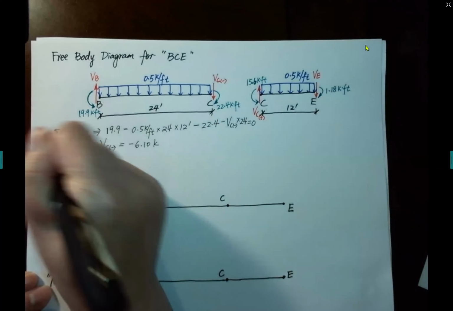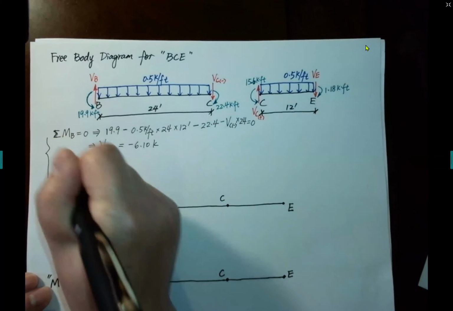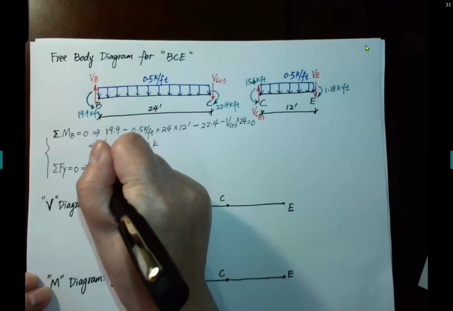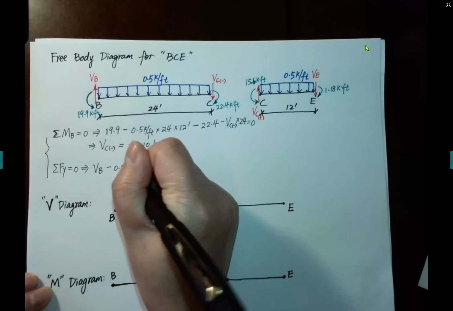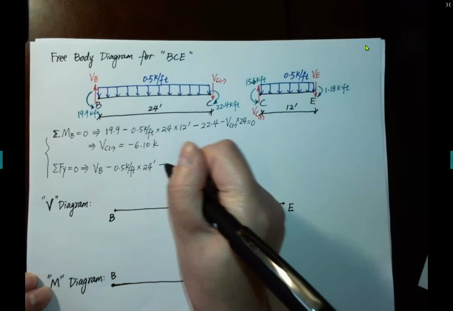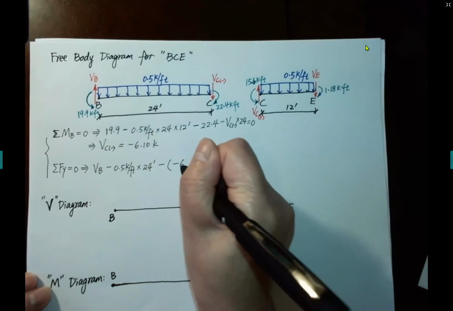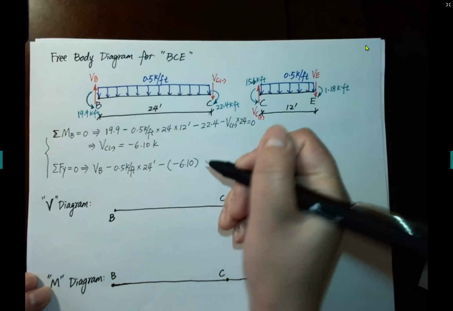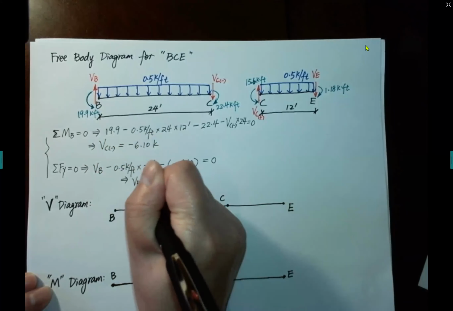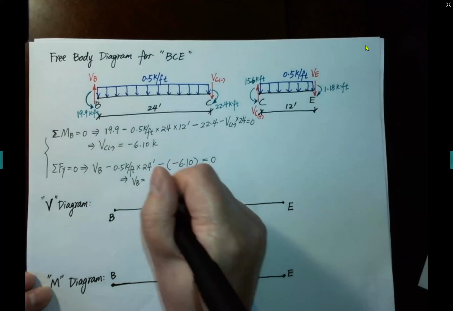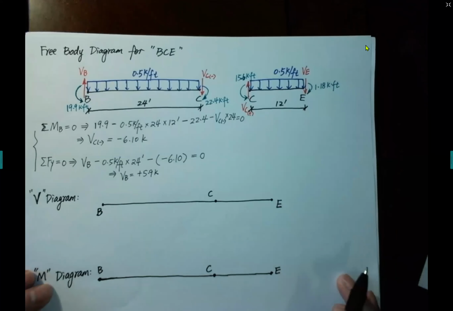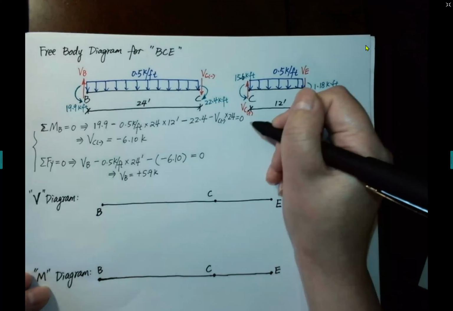Then sum the force in the y direction equal to zero for member BC. We get VB minus 0.5 kip per linear foot times 24 minus VC, which is 6.1, equals zero, and we get VB equals positive 5.9. Then we move to member CE.